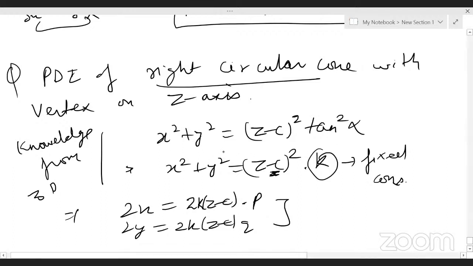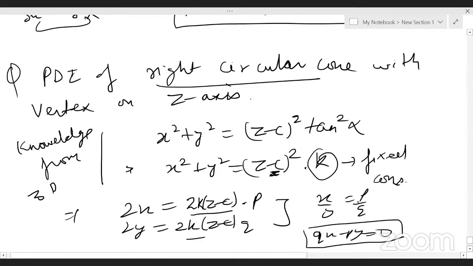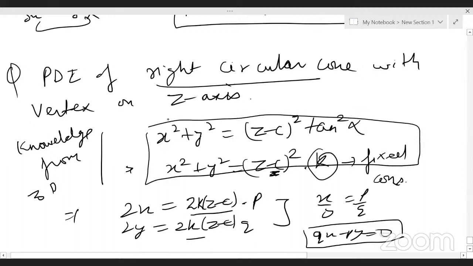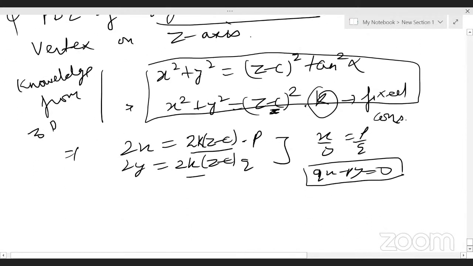If you see, these terms are common, so if I divide the two equations, you will get x by y is equal to p by q. From here, qx minus py equal to 0 is the equation. It's a very easy question. The question was very easy, but if you don't know how to write the equation of a right circular cone, you can never do it. A lot of knowledge from 3D will be required for solving these questions.